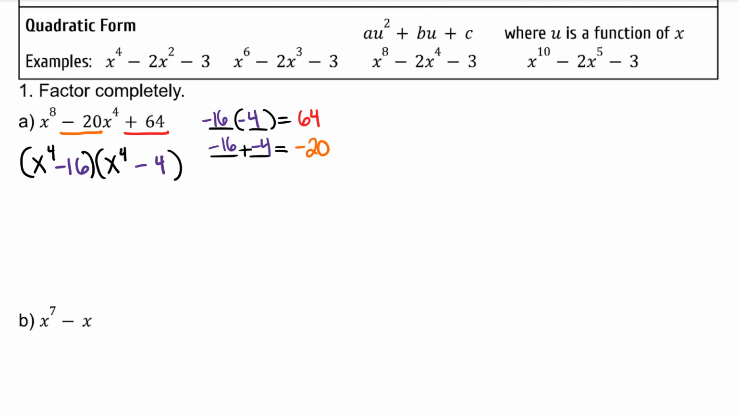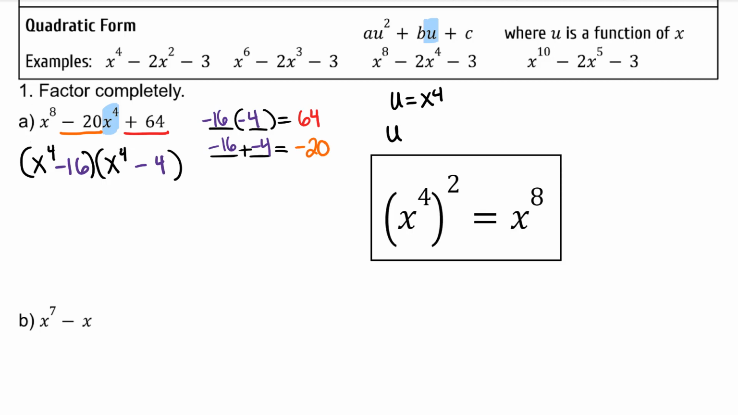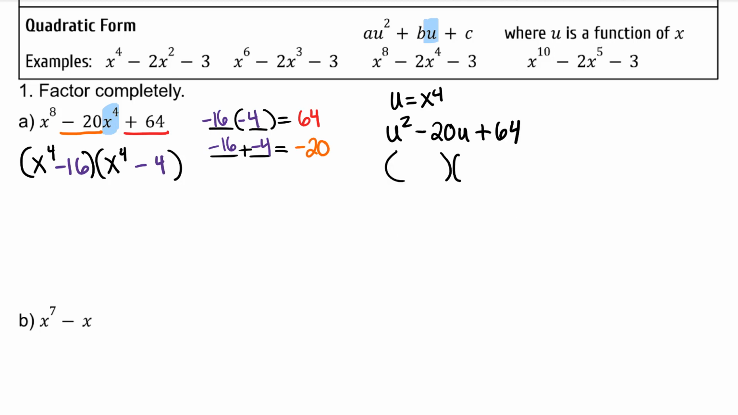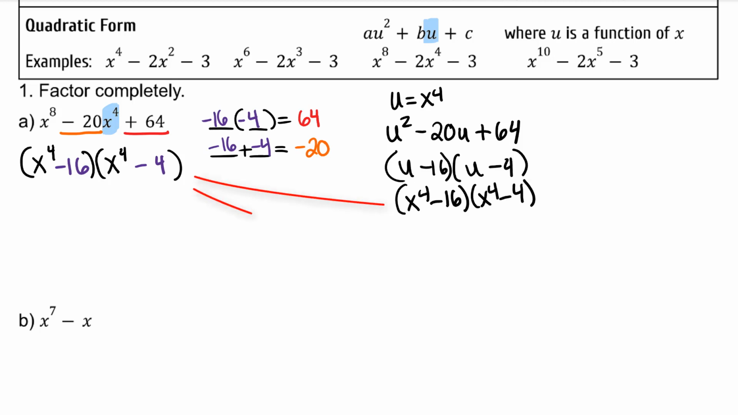How else could we do it? We could factor quadratic form by substituting u. Notice that the function of x of the middle term would be u. So u would be x to the 4. And now you would rewrite this trinomial in terms of u. So it would be u to the 2 minus 20u plus 64. When you factor this, you would get u minus 16, u minus 4. Then you could substitute x to the 4 back in and see that you get what we got over here.